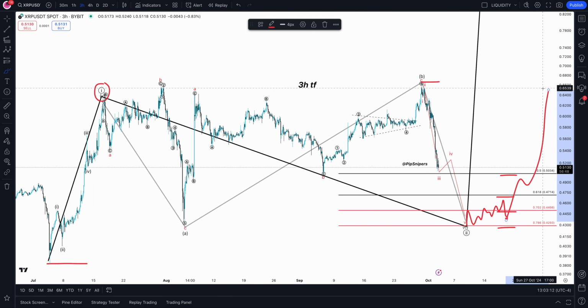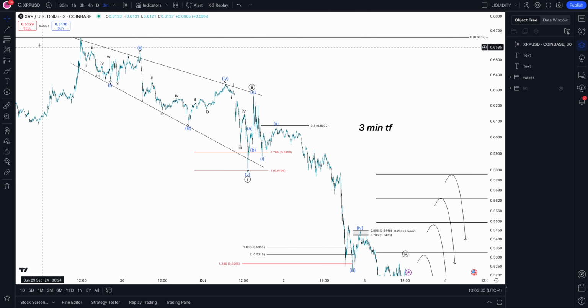Maybe we then, or it's likely we then have that continuation up, right? So the major point of interest would be these fibs over here. I showed you guys how I found that from this low up to this high. Now, let's go ahead and take a look at the 3-minute time frame over here.